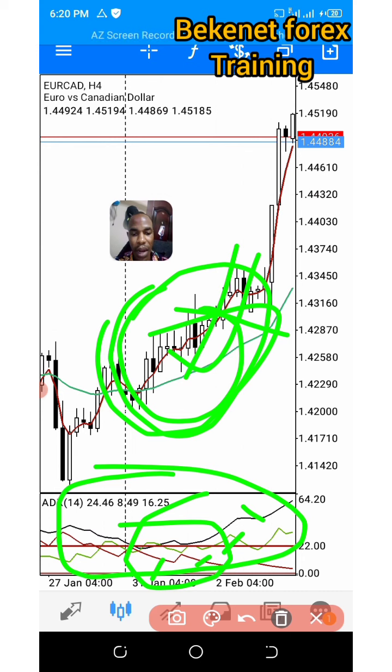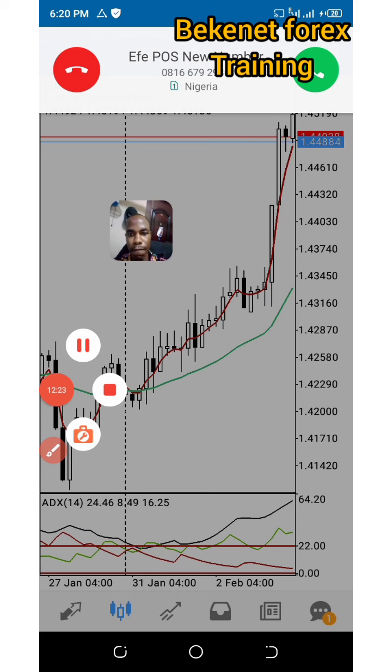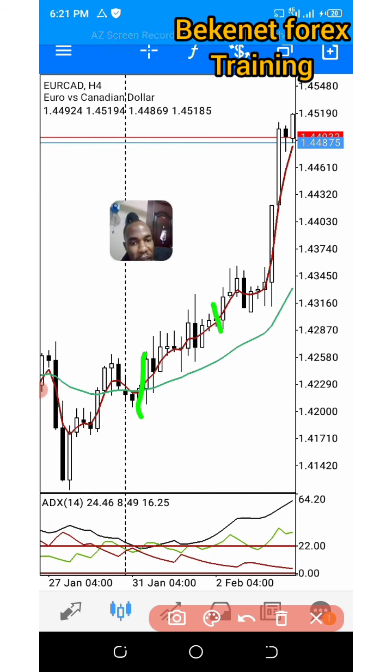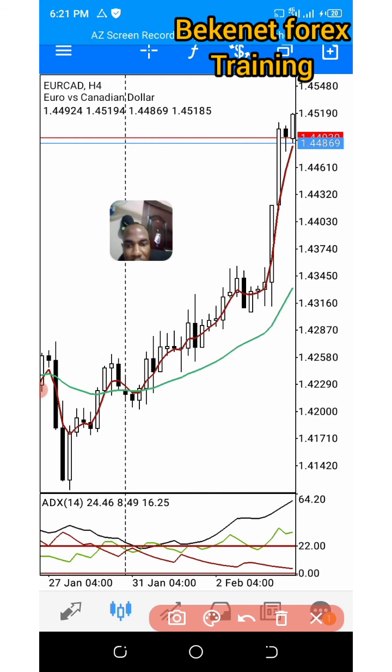Now let's recap and understand this thing very, very well. For a buy signal, the red has to be above the green. This is the red, fast moving average. This is the green, slow moving average. You don't place your trade here. You only place from the intercept, when the red is above the green, and then you use your ADX.